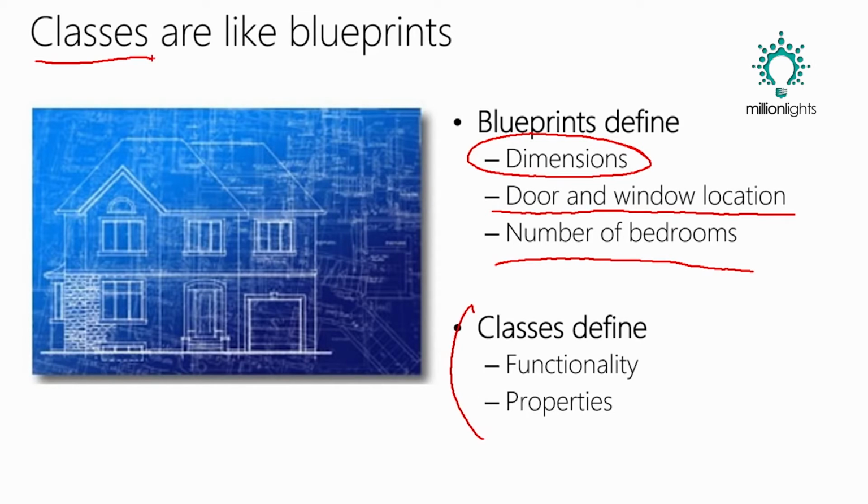So my class is going to define functionality. It's going to define those properties. It's going to define what it is that when we create an instance of it, that it's going to be able to do. An object, then, is an actual implementation of the house.